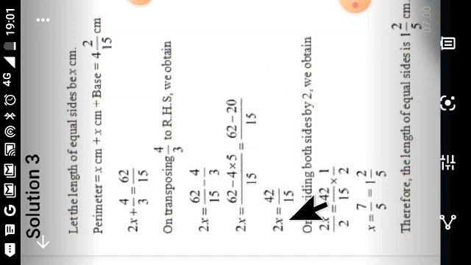Now here 2 is multiplied by x, so both the sides we will divide by 2. 2x upon 2 is equal to 42 upon 15 multiplied by 1 upon 2. So x is equal to 7 upon 5. Here we will cut it: 2 ones are 2, 2 tens are 20, so 21 upon 15 means 7 upon 5, equal to 1 integer 2 upon 5. Therefore the length of equal sides is 1 integer 2 upon 5 centimeter.